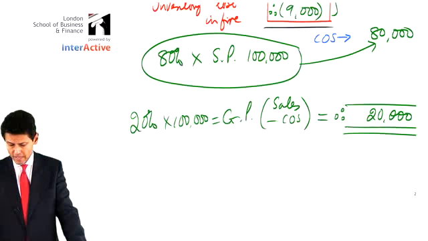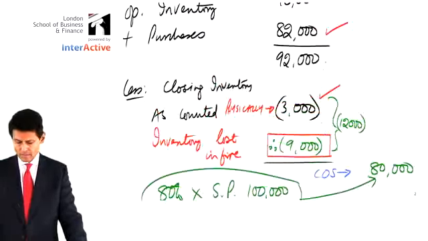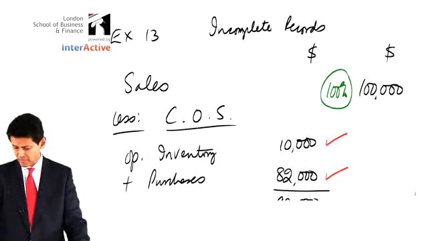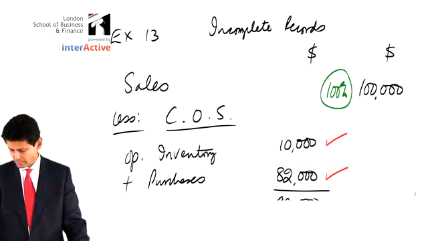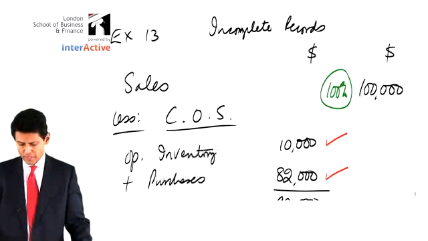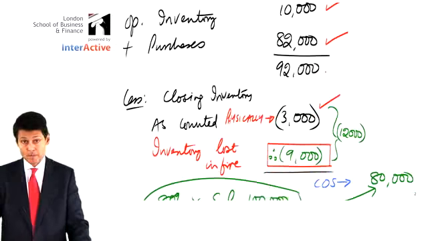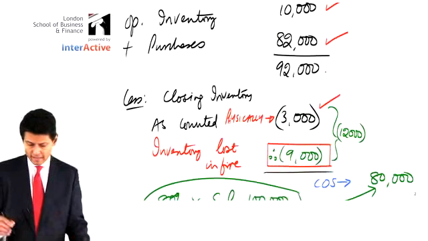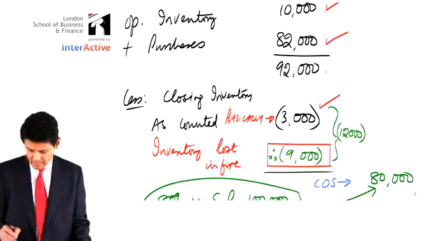As you can see here, sales, bring in all the information that you have got. Your framework of opening inventory plus purchases less closing inventory must never change. If you do a subtotal, as I've done here, it does make life a little bit easier, this little subtotal. Do a subtotal.